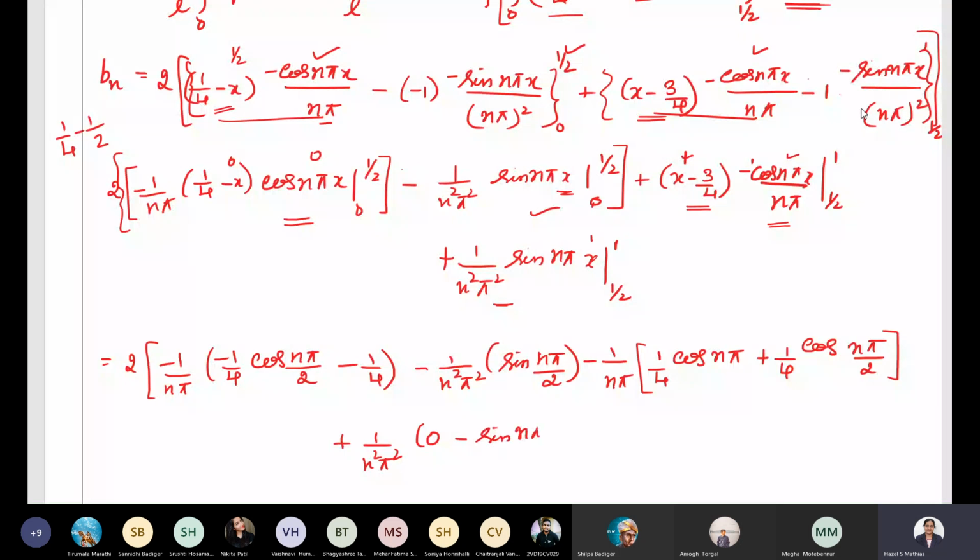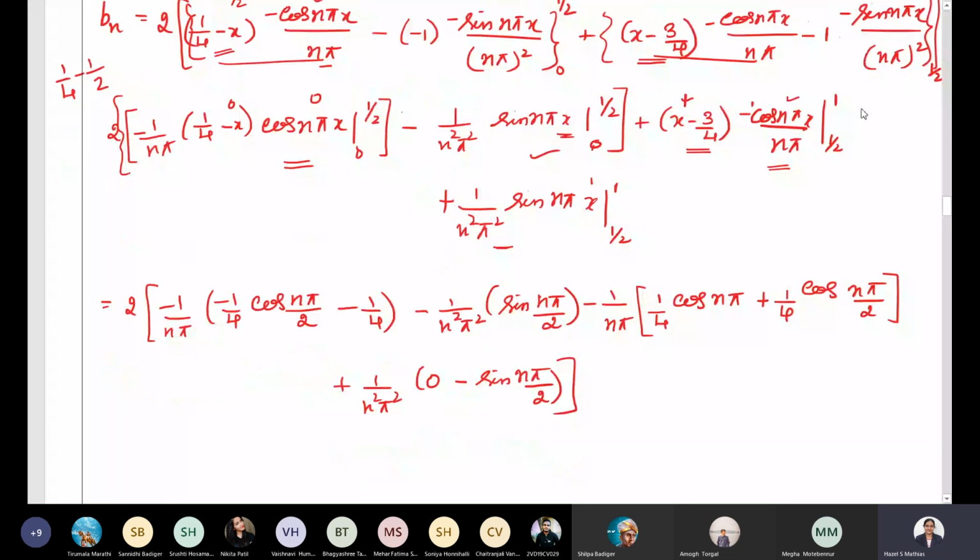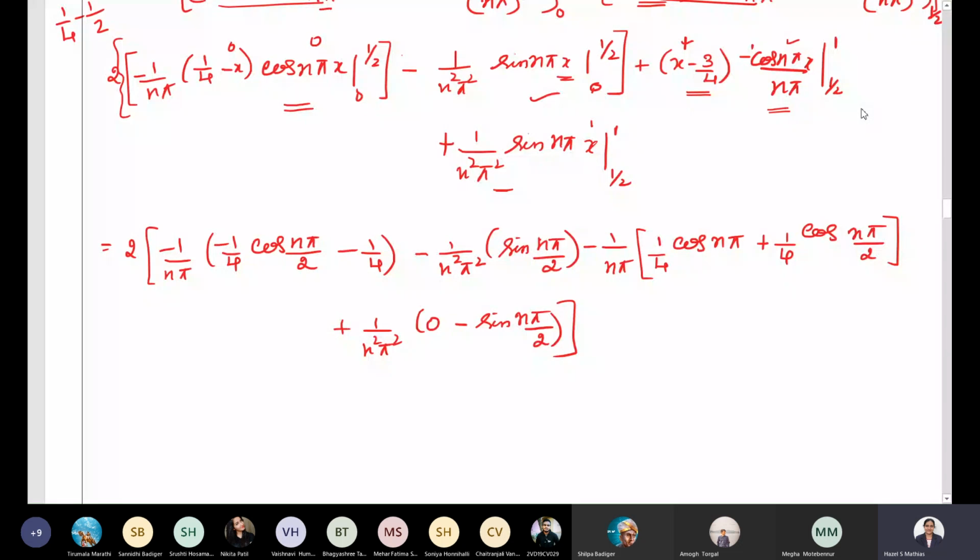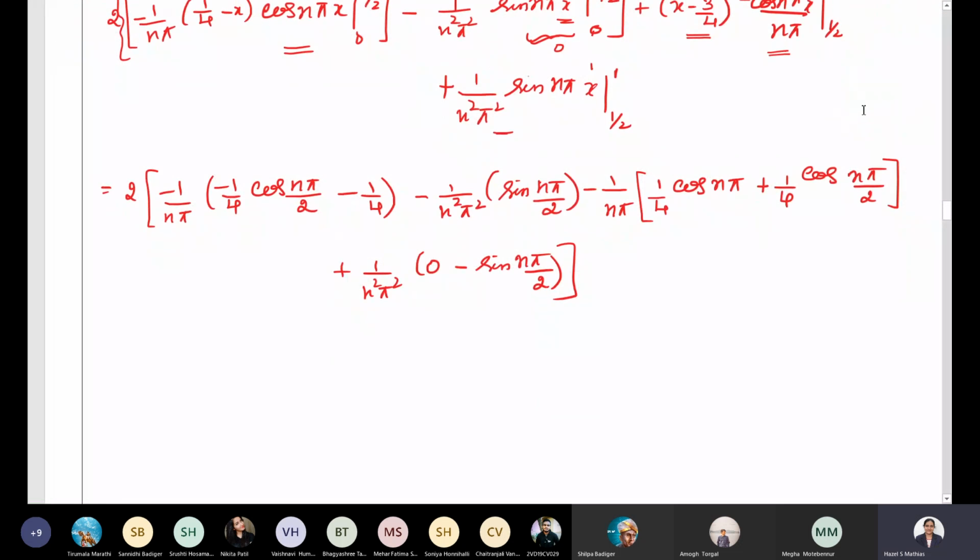So here it's only regarding confusion regarding the terms. You cannot directly put 0 for sin, because when x is half, sin pi by 2 exists. Only sin n pi and sin 0 will be 0. Okay, now simplify this. What do we get on simplification? That is little confusing and trickier, but still this question is important.